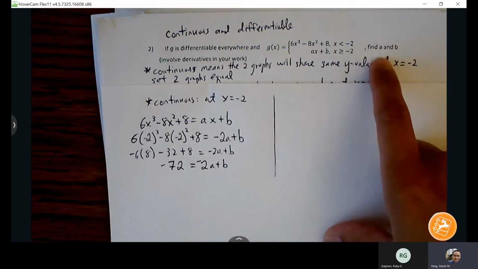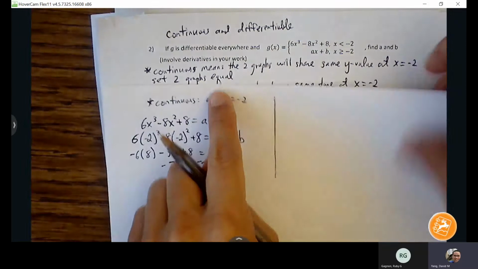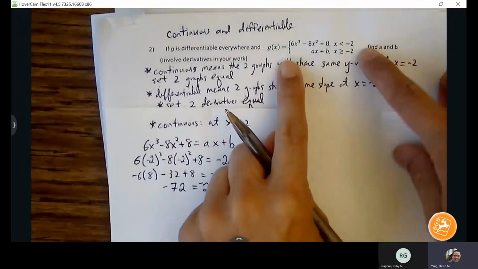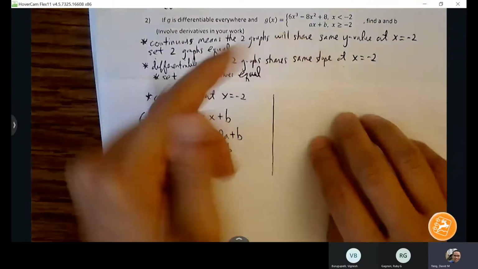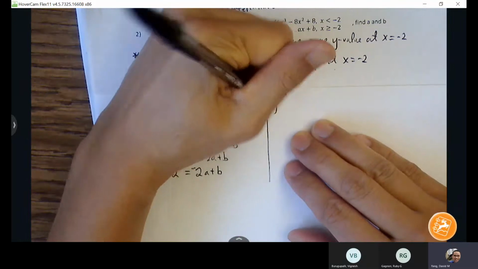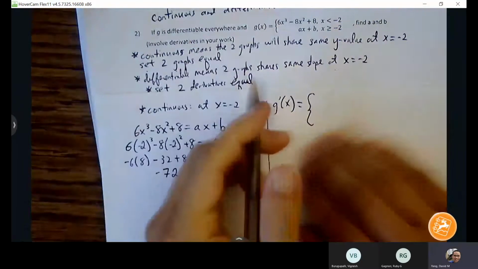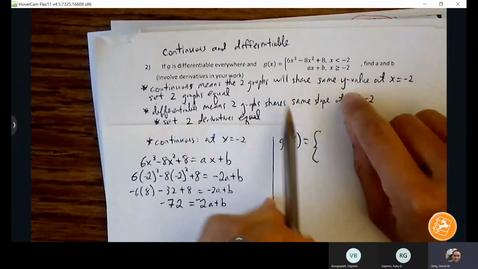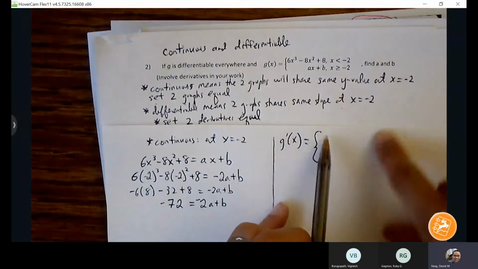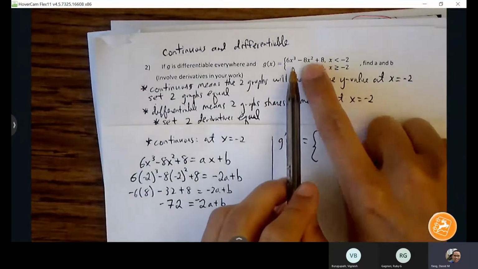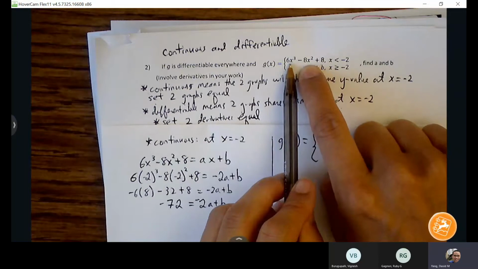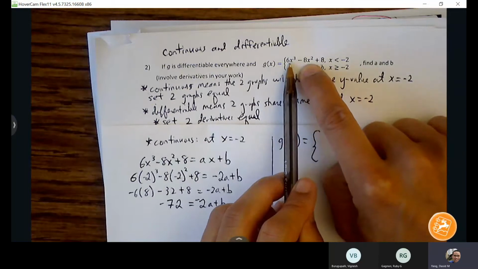Okay, so then next we want to involve the derivatives. So let's find the derivative for g of x, and then we can set those two parts equal. All right, so let's do this here. Let's create a derivative for this piecewise function. All right, let's do each term. What does 6x cubed minus 8x squared turn into?